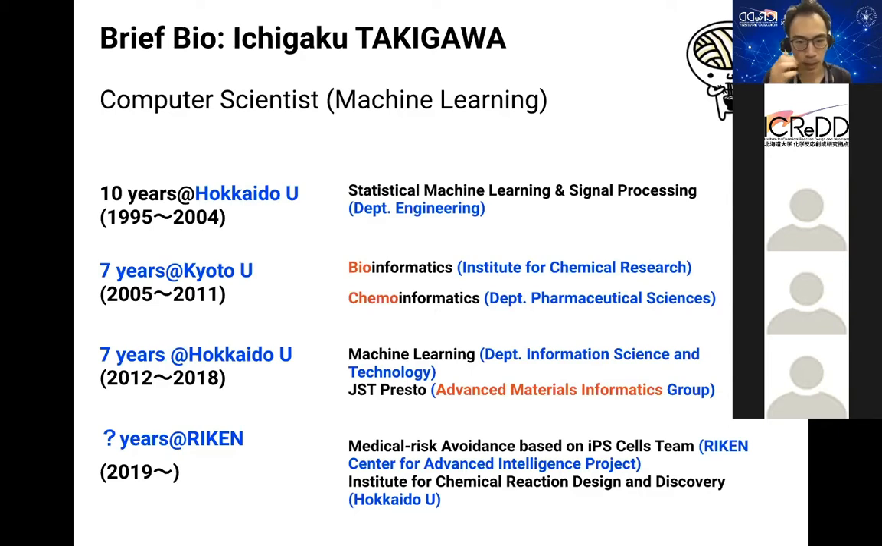My background is basically pure computer science, but my career is in interdisciplinary fields, such as bioinformatics, chemoinformatics, chemistry and pharmaceutical sciences, and also materials informatics. Now I'm working for a biology team in RIKEN, and I am also running a chemistry-related project at Hokkaido University.